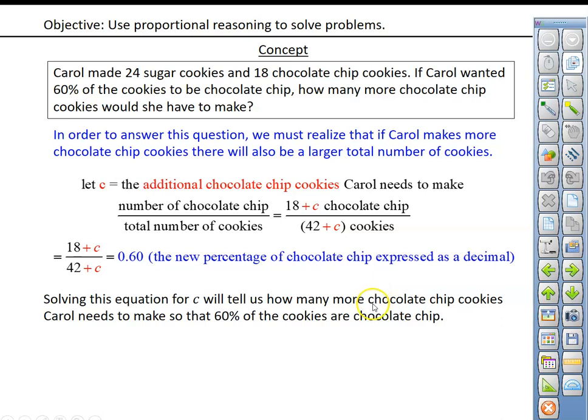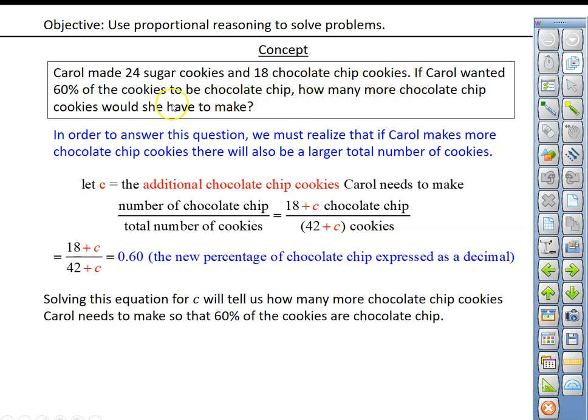This is Ms. Page, and this lesson is going to involve a type of problem that often ends up with the setup being a rational equation, which is what we've been studying. We have classified this as a proportional reasoning problem, where we're looking at situations in which we have ratios, and those ratios are going to change by a certain amount, and then we want to figure out what that amount would be. So for example, here it says Carol made 24 sugar cookies and 18 chocolate chip cookies.